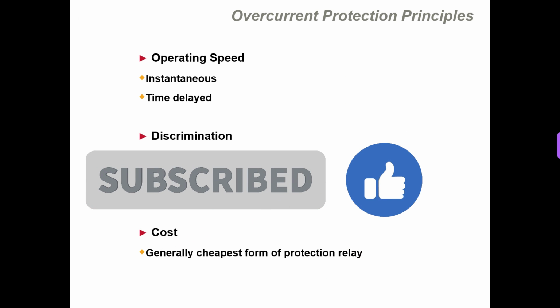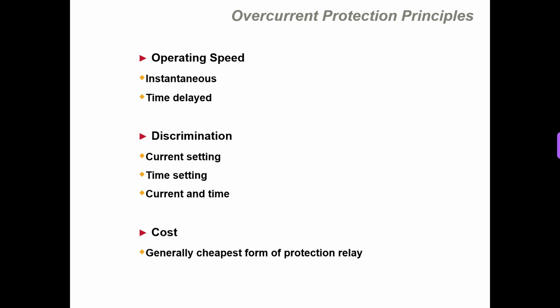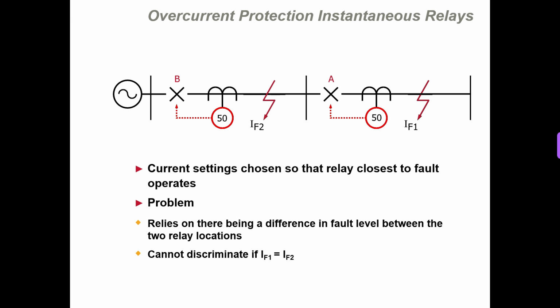Third could be the current and time setting, wherein we can coordinate both: the higher the amount of current, the lower should be the time of operation. Generally, overcurrent protection is the cheapest form of protection. Now, we will discuss the first type, that is the instantaneous overcurrent protection relays.